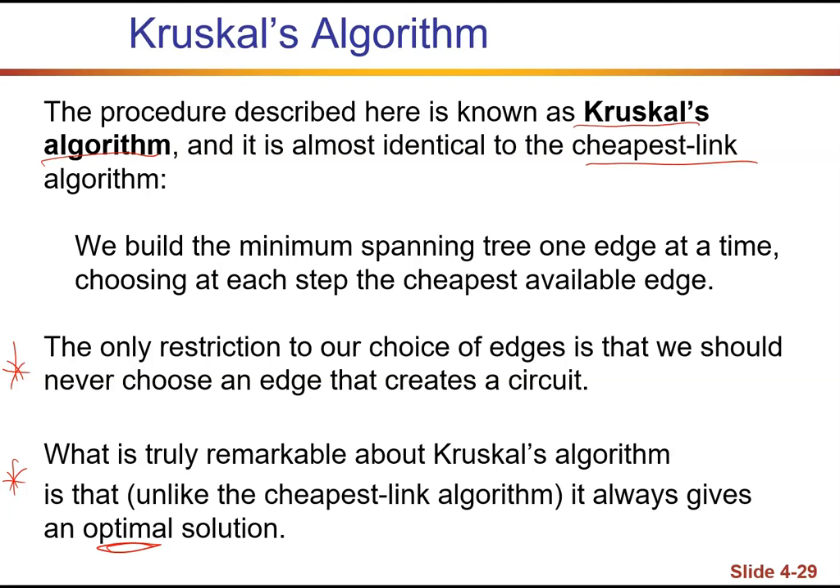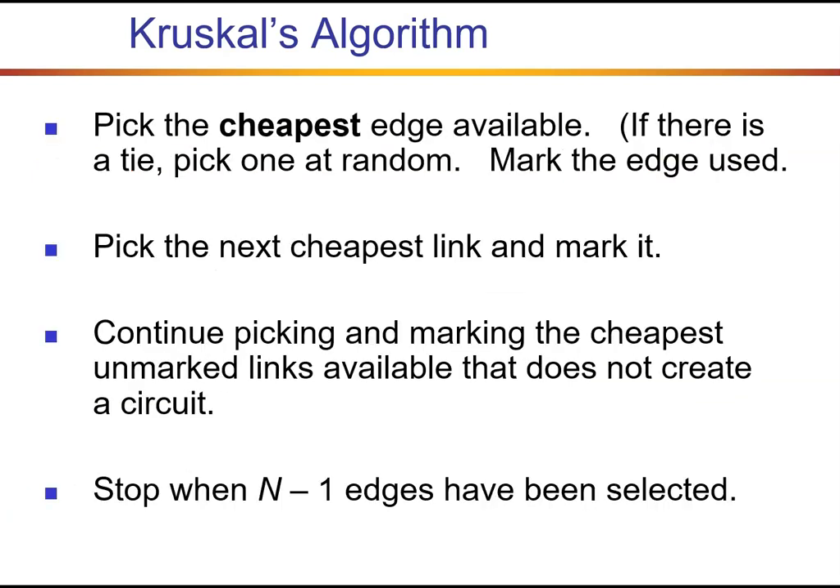Okay, so what's the procedure? Again, very similar to the cheapest link. Pick the cheapest edge available. If there's a tie, pick one at random and mark the edge used. Pick the next cheapest link and mark it. Continue picking and marking the cheapest until there are no unmarked links available that do not create a circuit. So again, we cannot create a circuit, and we stop when we have n-1 edges selected, which therefore means we have all the vertices selected.